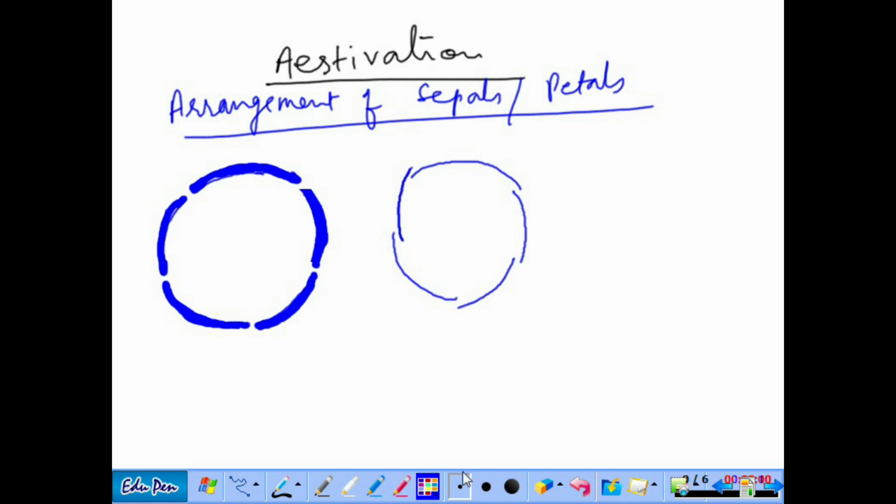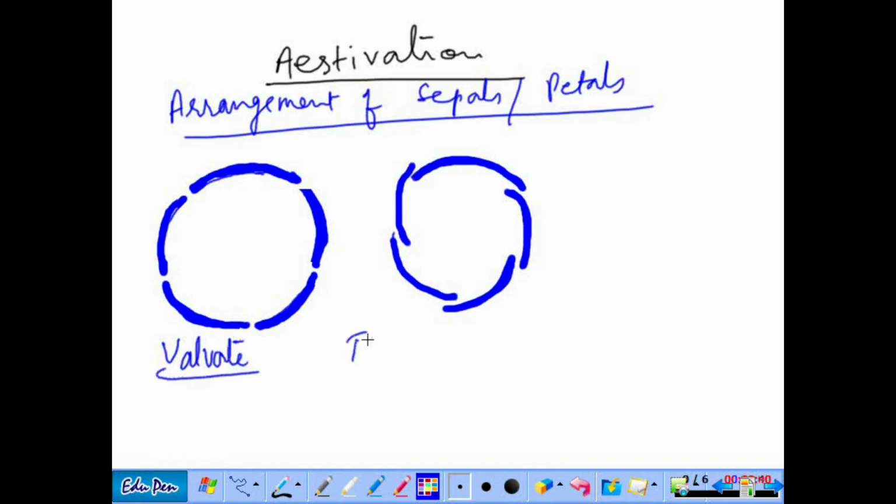That is, this is one sepal or petal. Its one side overlaps this, whereas this overlaps this, whereas this overlaps this, this overlaps this, and this overlaps this. This is a twisted arrangement. This is a valvate arrangement, and this is a twisted arrangement.